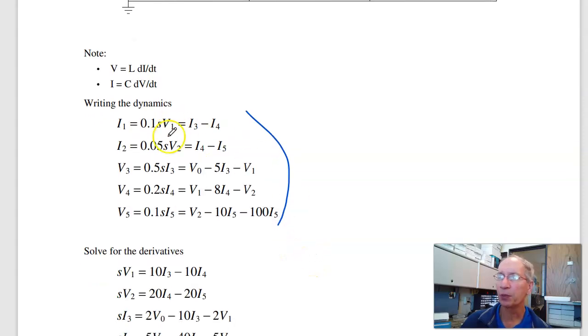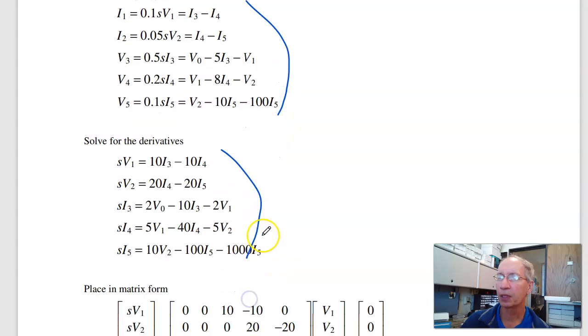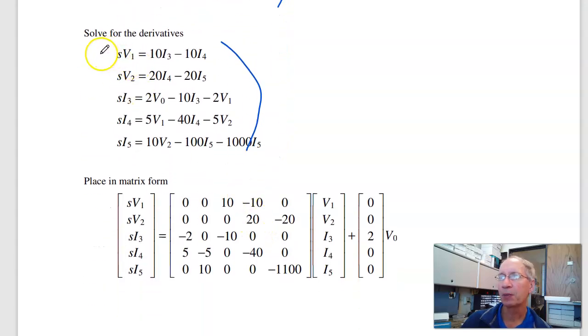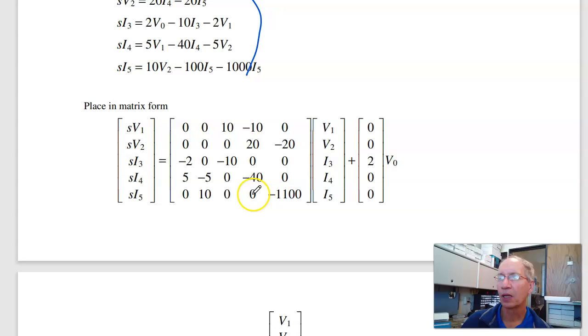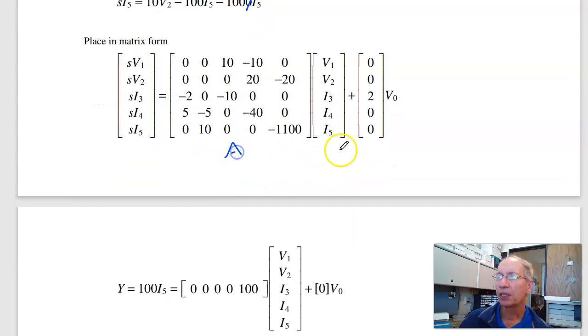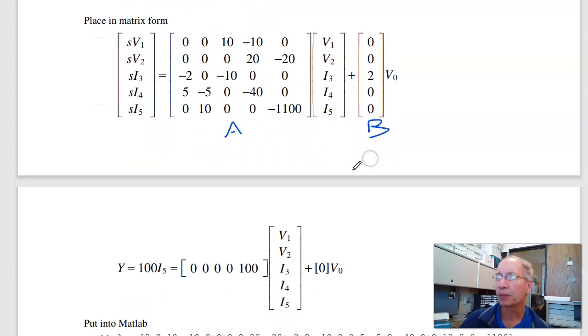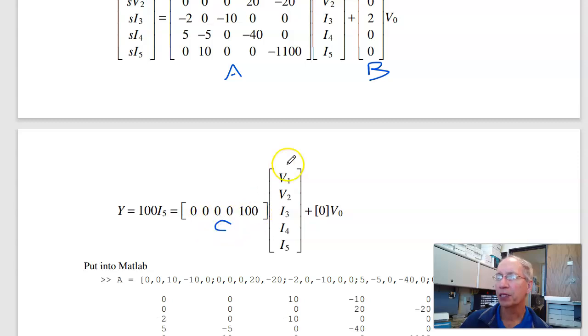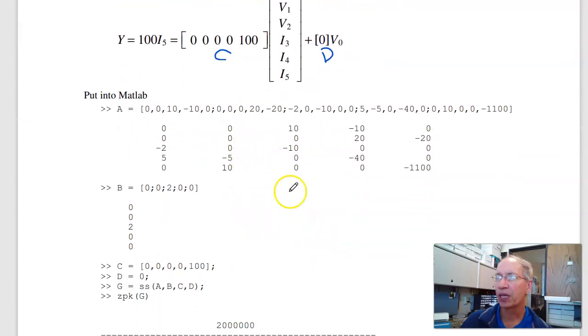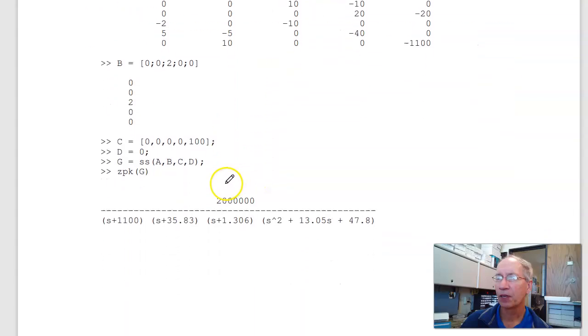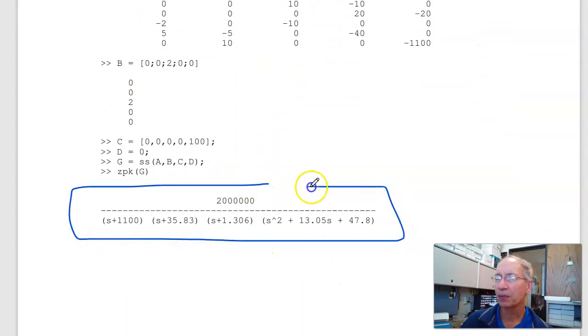To put in matrix form, solve for the highest derivative. Place in matrix form. For example, the first equation, sV1, is 10I3 minus 10I4. Here's your A matrix. Here's your B matrix. Your C matrix is what you're measuring. I'm going to measure Y, which is 100I5. There's your D matrix. Throw that into MATLAB. Find the transfer function, and voila! That's the transfer function from V0 to Y.